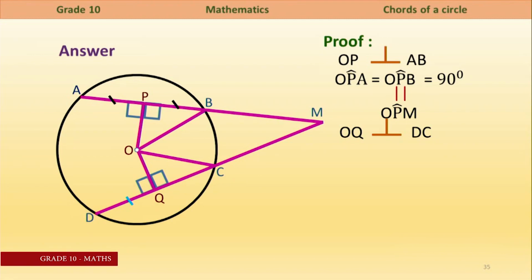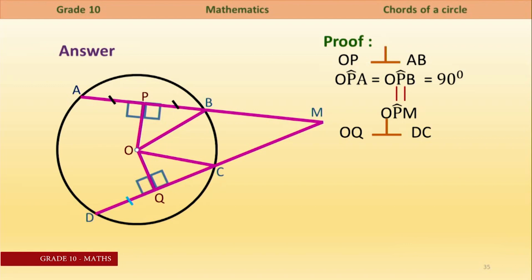You look at the diagram. OPB and OPM, both are the same, because A, P, B, M are on the same straight line. We have produced the chord AB until meeting the point M. So we can say the points on AB, that is A, P, B, M, are on the same straight line. So instead of OPB, we can say OPM.